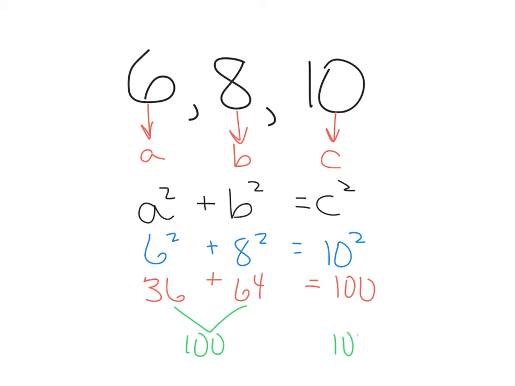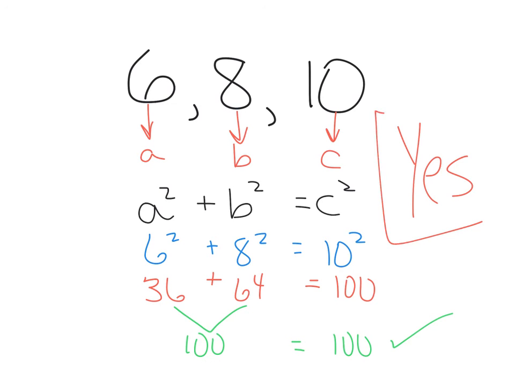Well, does 100 equal 100? Absolutely. It checks off. So it's very easy. It's not difficult at all to figure out if you have a right triangle or not. If it follows the Pythagorean theorem, we do have a right triangle. So hopefully that was very helpful for you.